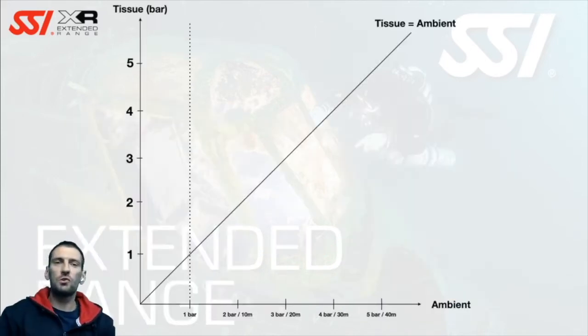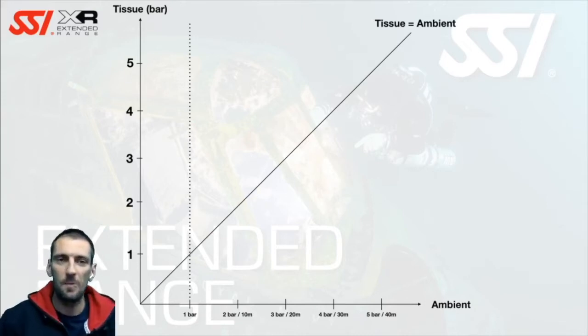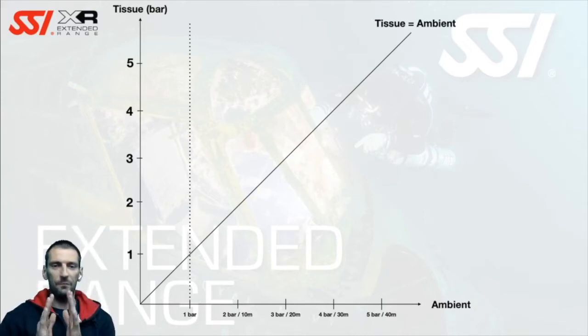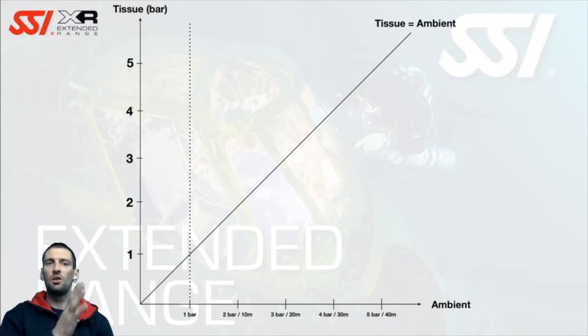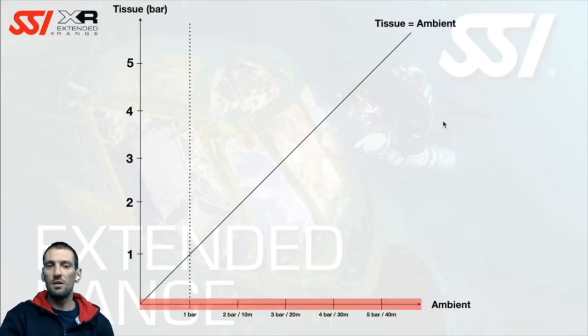What we now have on the screen is the graph that we will spend most of our presentation with. This graph represents the relation between the pressure in our tissues and the ambient pressure. We can consider this as the gas we are breathing, or simply as a depth. The x-axis is basically the ambient pressure. It's represented in bars, or we can simply convert it to depth. One bar is the surface, two bars 10 meters, and so on. So this is basically the depth, okay?